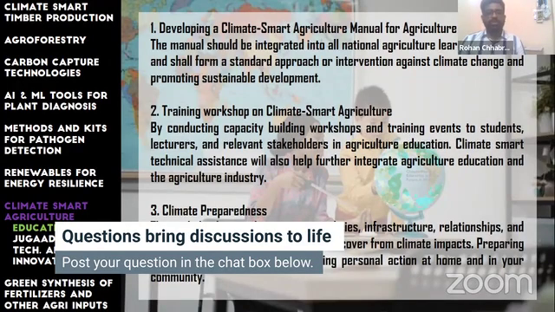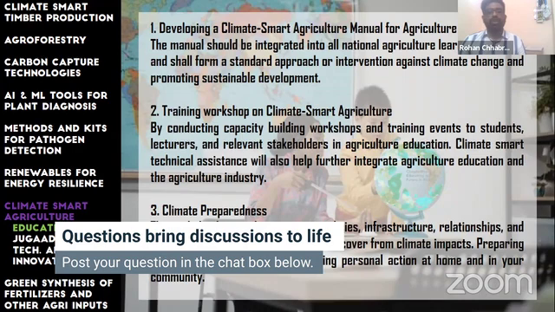So first, education. Education is developing a climate smart agricultural manual for agriculture education to the farmers or the students who are into agriculture. The manual should be integrated in all agriculture learning curriculum and shall form a standard approach or intervention against climate change and promoting sustainable development.